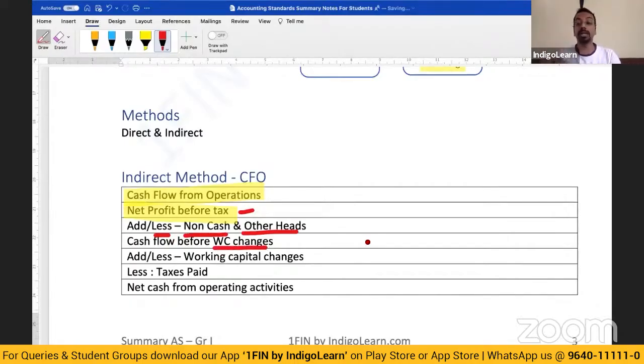Then comes working capital adjustments. Now, why do we do this working capital adjustment? I will not be teaching that here. There is a video on YouTube already available. Please go through that if you want to understand the logic. I will tell you how to do it because we are doing revision. We are not doing a full-fledged class.